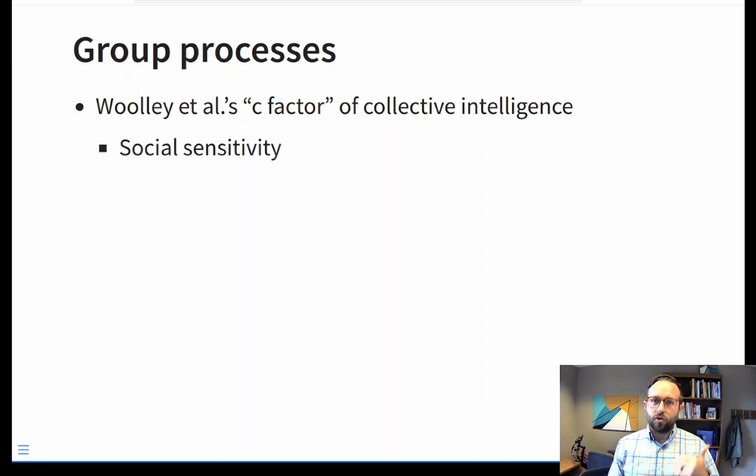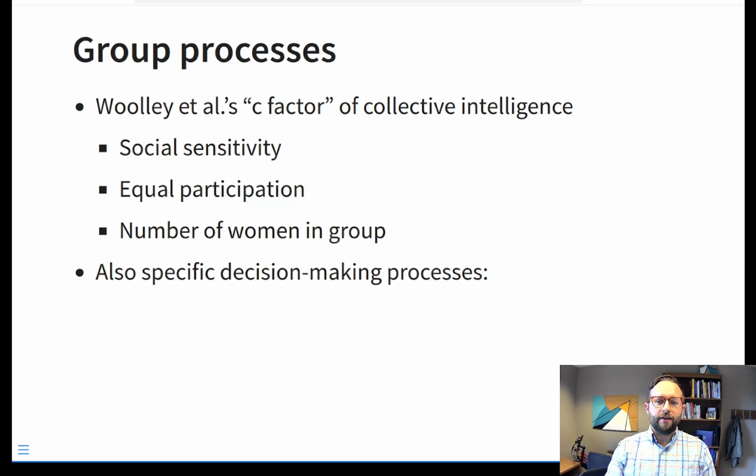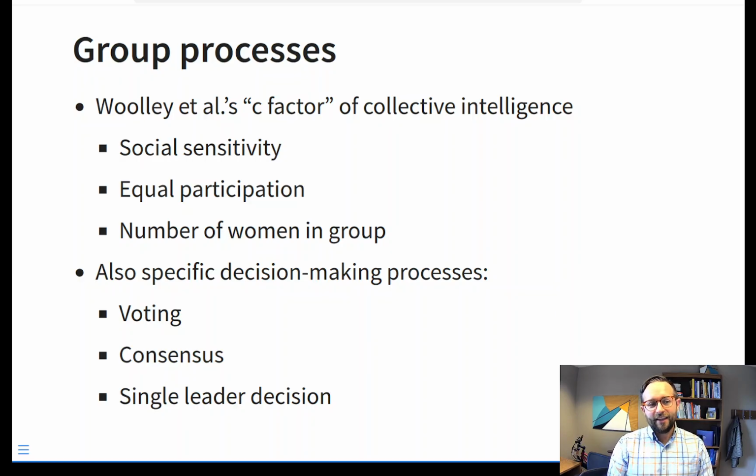A lot of this comes from social sensitivity of the members, equal participation, and the other thing they found is the number of women in the group: a higher number of women leads to greater collective intelligence. If we think about decision-making processes, above and beyond broad, equal participation, there are processes like voting and consensus, single leader decision, each of which can be more effective depending on the task at hand, the group, etc. Unfortunately, and I'm not an expert in this, so maybe I'm compressing this area down incorrectly, as I understand it, these each have a role, and it's not as straightforward as we might hope to say, you are this kind of group doing this kind of task, and therefore you should use this. But in some cases it can be helpful to have each of these types of processes.